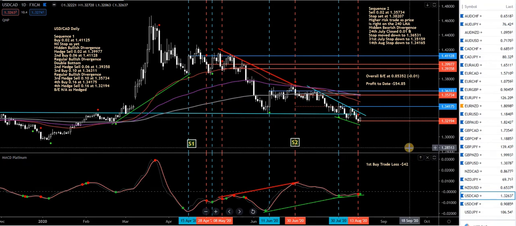USD CAD, this is one pair that does my head in, and I will be ditching it. It's one I just struggle to make money on with the daily charts.